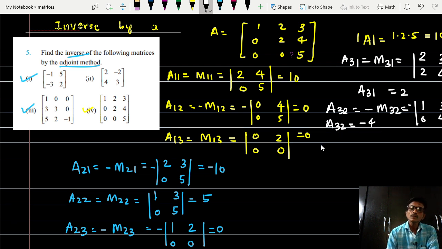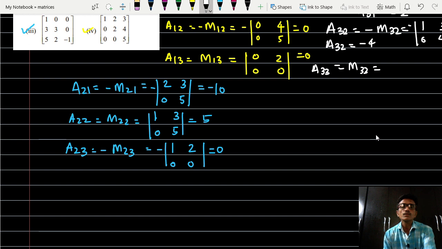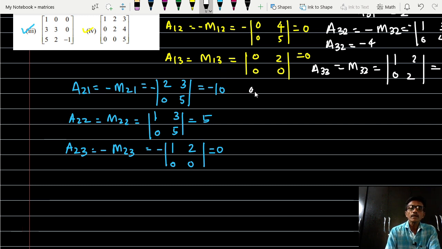Then A33 is equal to M33. So we delete the elements of third row and third column. The determinant of 1 2 and 0 2 will be 2 only. So we are getting all cofactors. Then we write the adjoint.